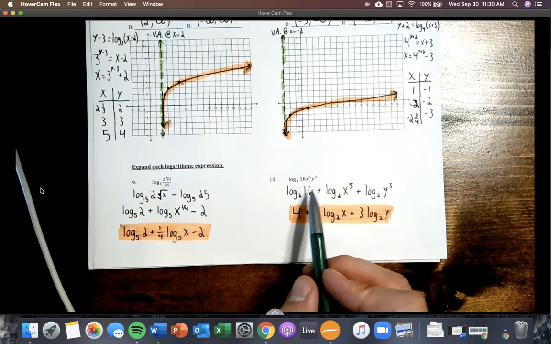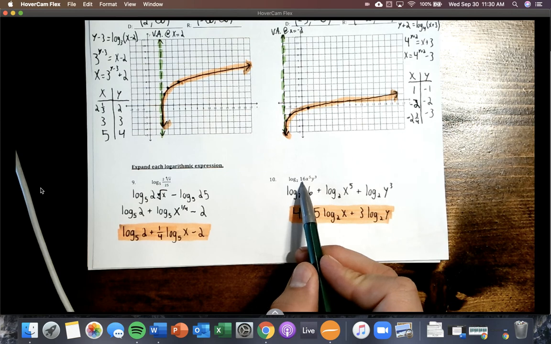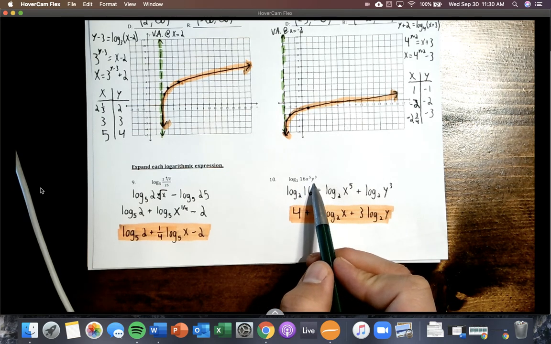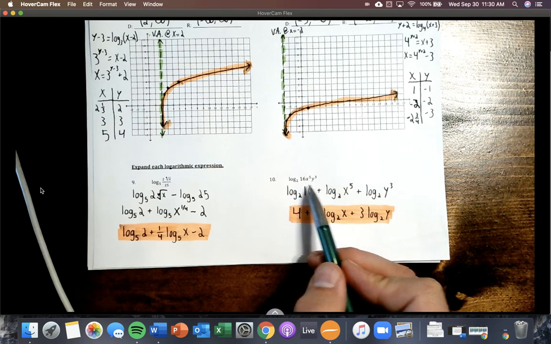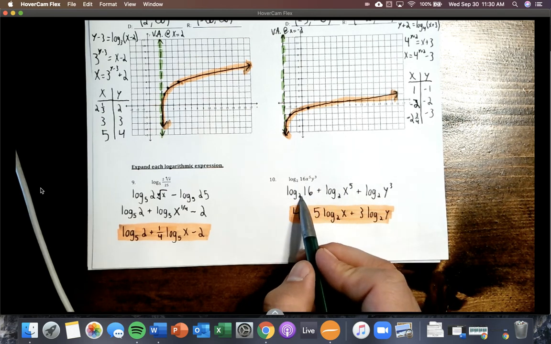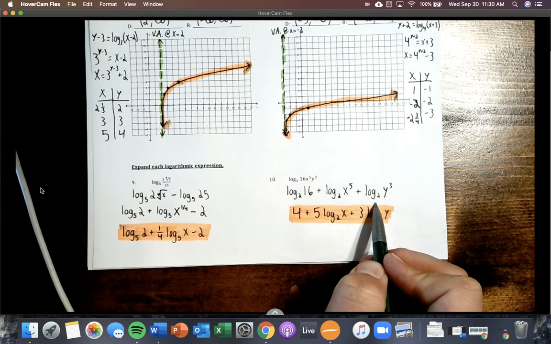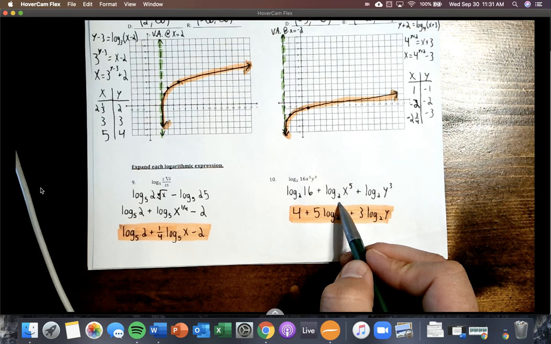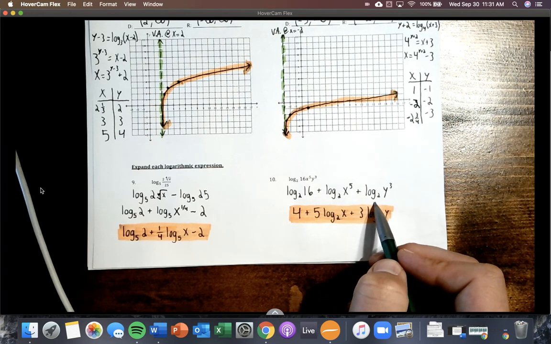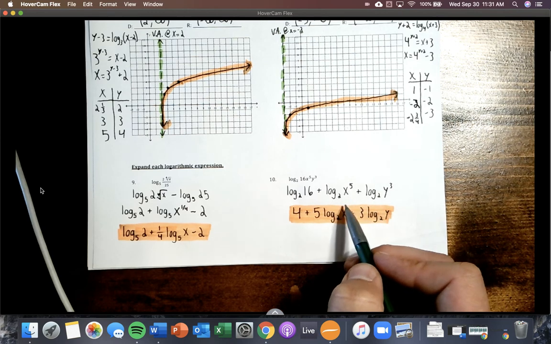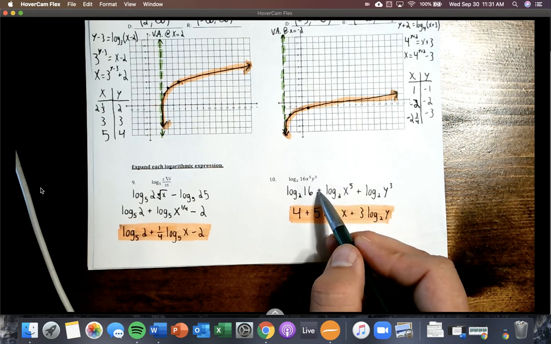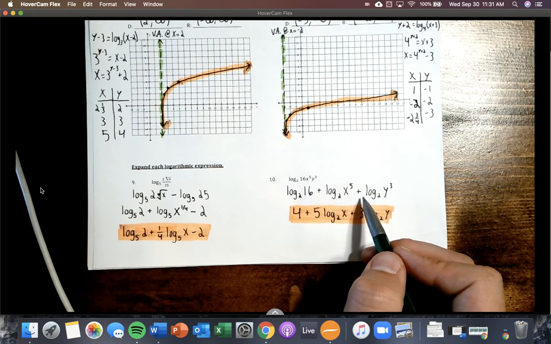Here we can see this is just log base 2 of 16 times x to the 5th times y cubed. Well, that's just 3 numbers being multiplied, so we can split that up into 3 different terms being added together. Here we have log base 2 of 16 plus log base 2 of x to the 5th plus log base 2 of y to the 3rd. Then we're going to use the properties that we know for exponents. We're going to take these exponents and pull them to the front of the problem.